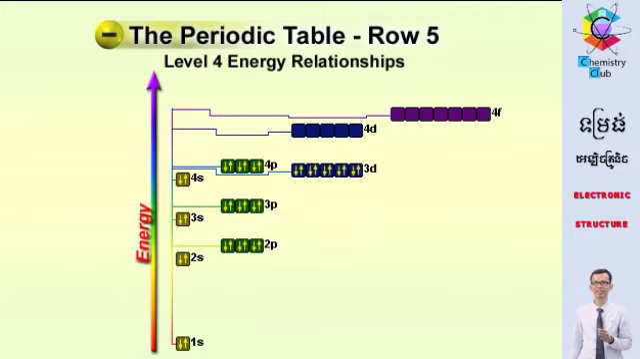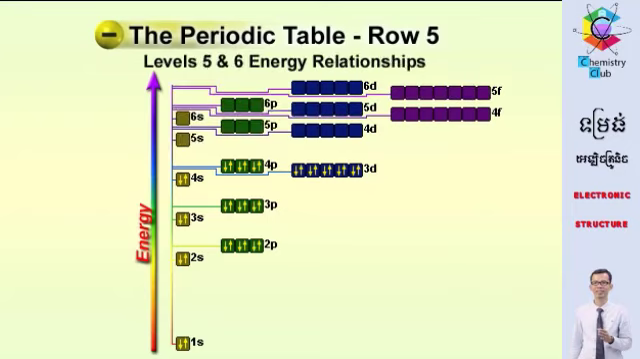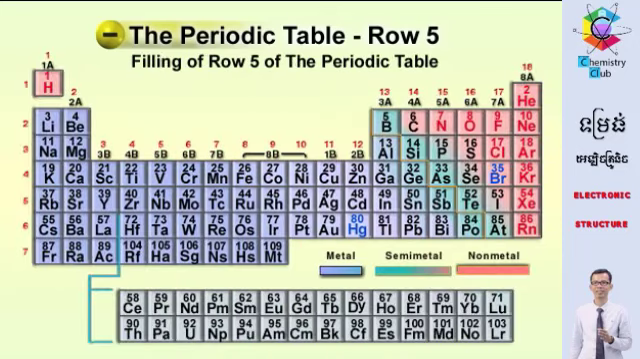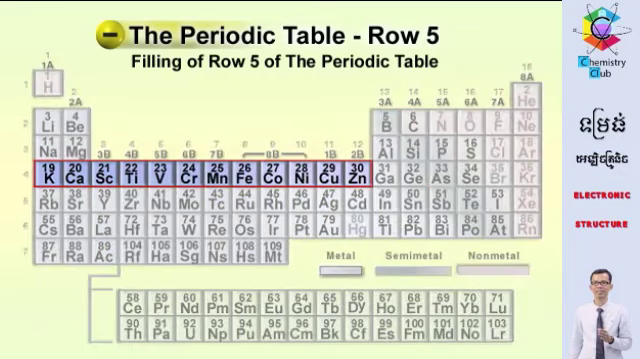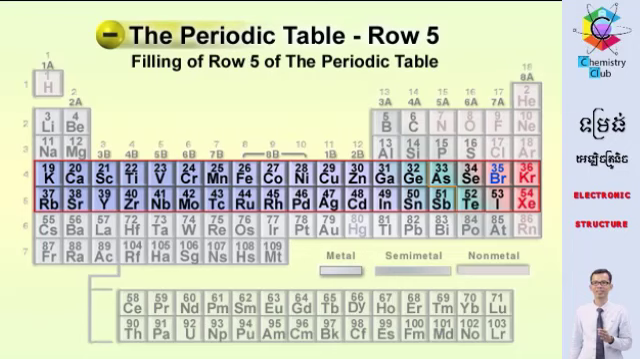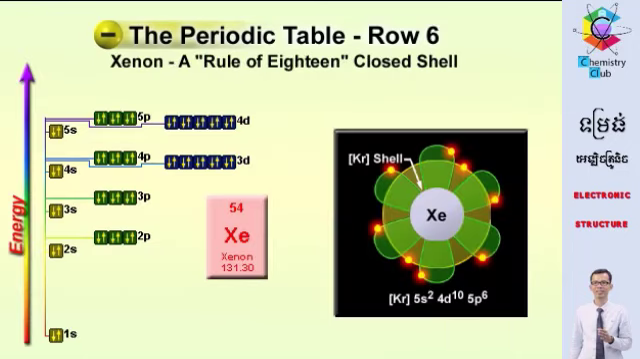We have both the 4d and 4f sublevels to fill, but their energy is higher than that of the 5s sublevel. In fact, the 4f is even beyond the 6s. As a result, the filling of the 5s, 4d, 5p sublevels follows the same pattern as the 4s, 3d, 4p sublevels we have already seen in row 4. 2 5s electrons, 10 4d electrons, and 6 5p electrons. By the rule of 8, or more properly 18, xenon with its completed 5s and 5p sublevels is a noble gas.